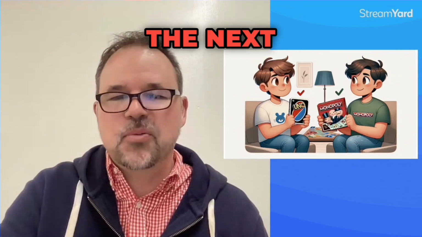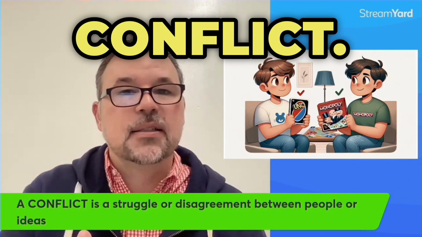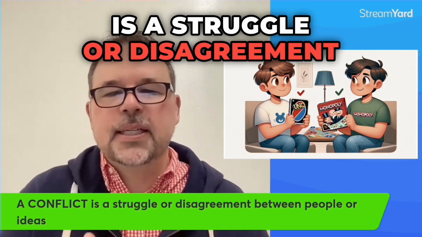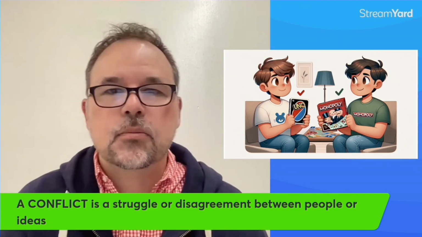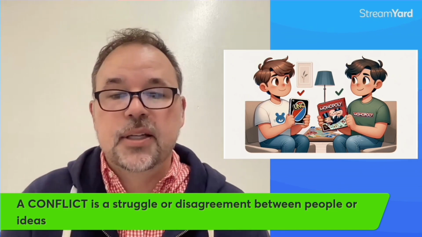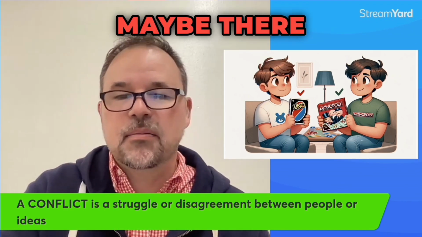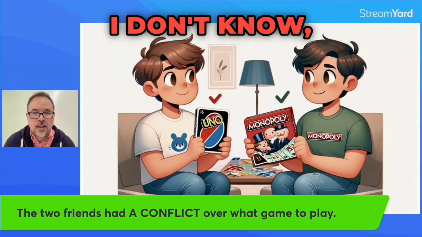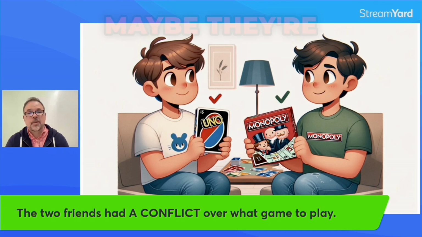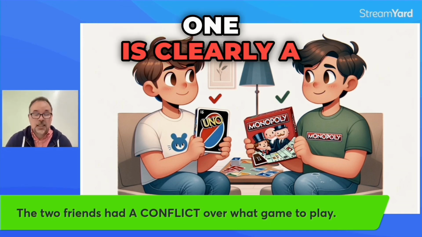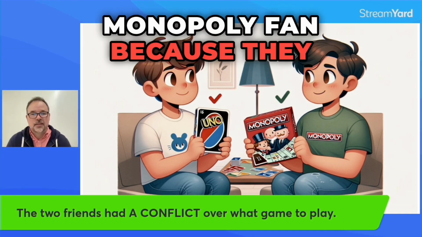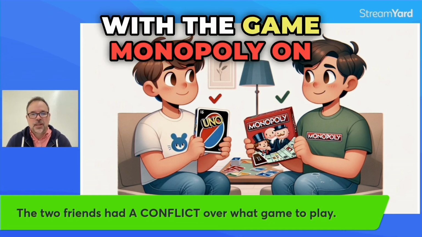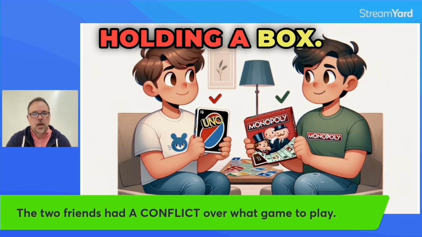Moving on. The next one is conflict. A conflict is a struggle or disagreement between people or ideas. And you can see right here, maybe there are brothers in that picture. Maybe they're just friends. I don't know. They look like the same person. Maybe they're twins. One is clearly a Monopoly fan because they even have a t-shirt with the game Monopoly on it, and they are holding a box.